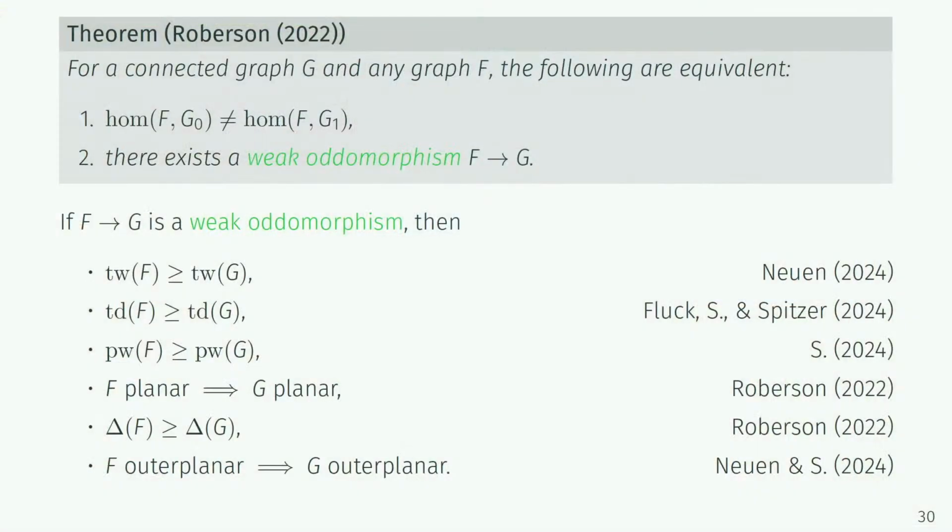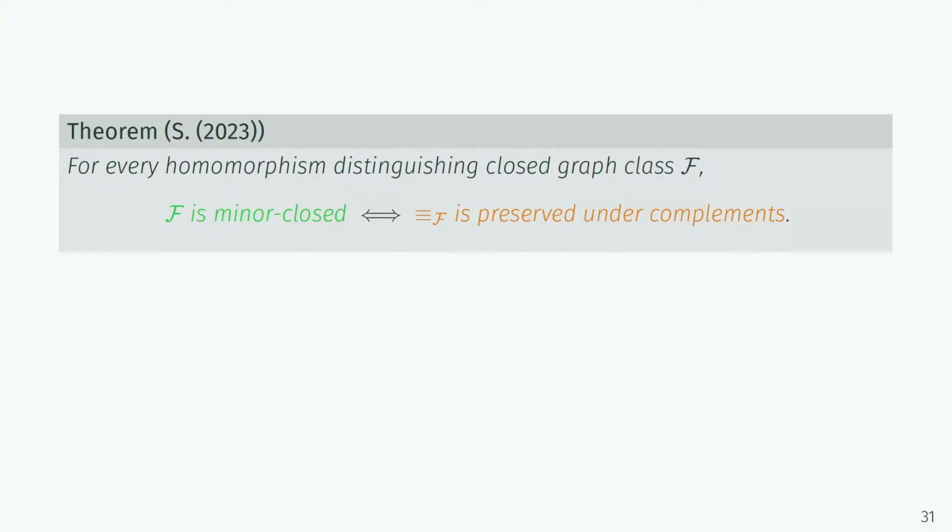Okay, now I would like to say a bit about your question. Which relations are homomorphism indistinguishability relations? And secondly, why should we care about minor closed graph classes? This was a bit of a guess in the previous result. So we have this theorem here, which says the following.